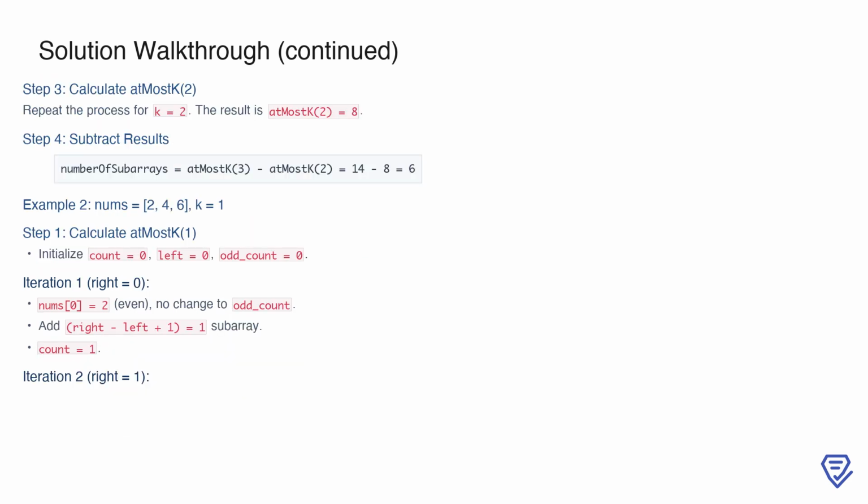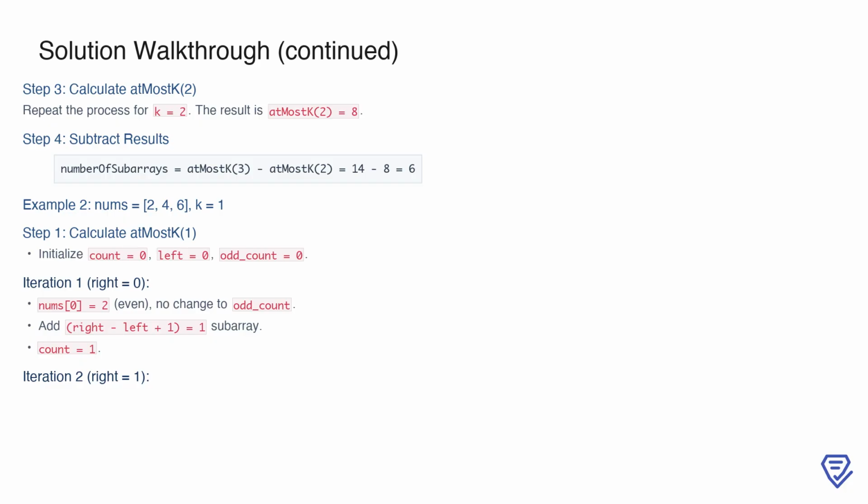Next, we calculate atMost(2) by repeating the same sliding window process but limiting odd_count to 2. Following this approach, we find that atMost(2) equals 8. Using the formula, we can now calculate the number of subarrays with exactly 3 odd numbers as atMost(3) minus atMost(2), which is 14 minus 8, giving us 6.